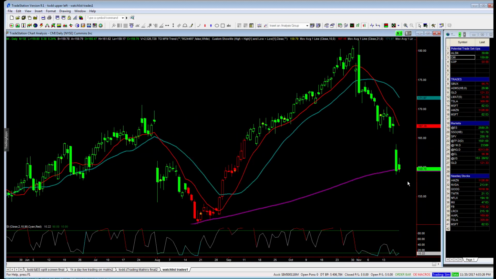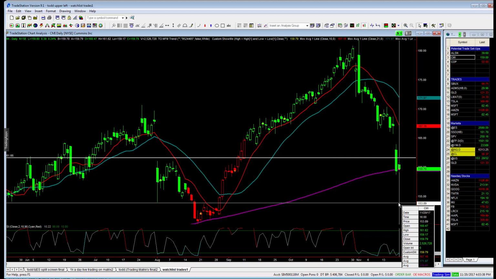The January 160s, 159s strikes, okay? But if you want to be a little bit more conservative and you want to take the same trade as the ALSN, you would be looking to buy it above today's high tomorrow on Tuesday, right?